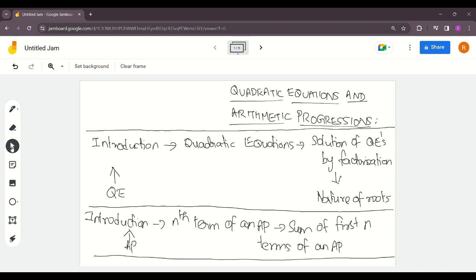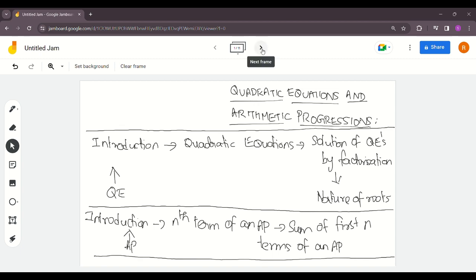That's the basic difference. The graph of a quadratic equation will always be a parabola, but for a linear equation the graph will always be a straight line. So there are this many differences between both of them. Now we are going to see all the concepts related to both these chapters, quadratic equations and also AP. In quadratic equations, you have the introduction, quadratic equations, solution of quadratic equations by factorization, and nature of roots. And in AP you have the nth term of an AP and the sum of the first n terms of an AP. Now let us go into the chapter.